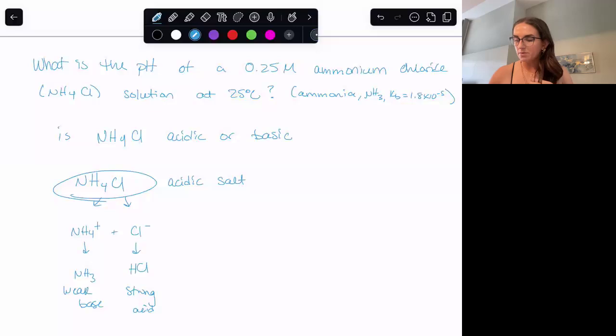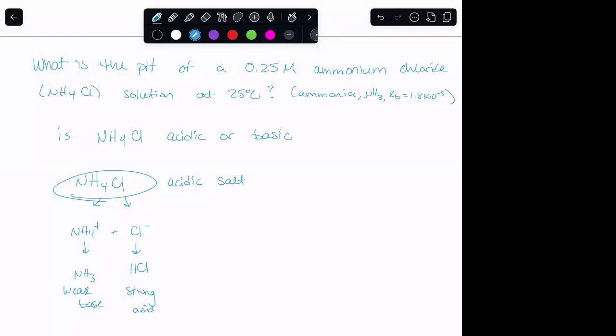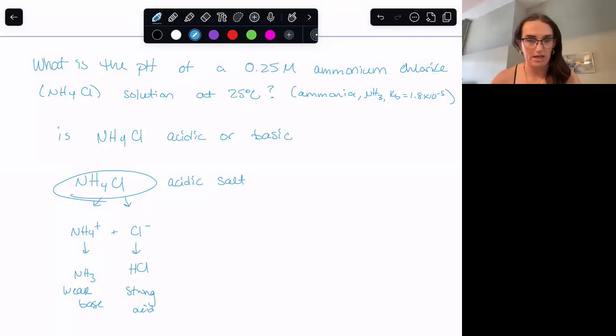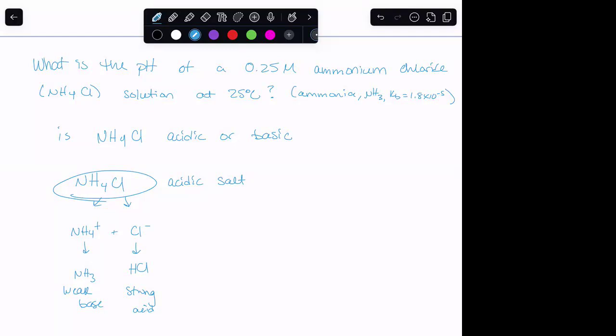So what do we do in order to actually solve this question? How do we keep going? Do we write an equation and then make an ice table? Yes, and what would that look like? I'm not really sure. I was going to ask if this is given as a product or as a reactant.